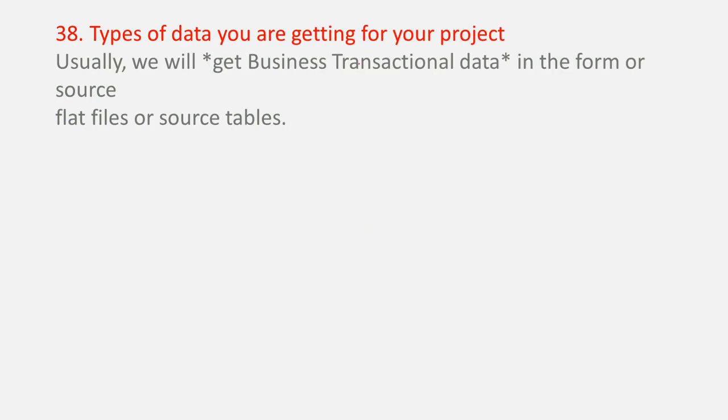What types of data do you get for your project? Usually we get business transactional data in the form of source flat files, source tables, COBOL tables, or online. In IICS, we get online streaming data. Like that, we get the data for our project. Based on our project, the data will be coming.